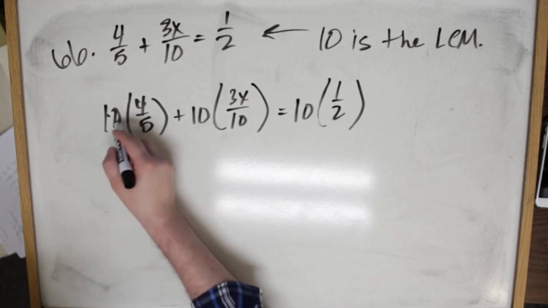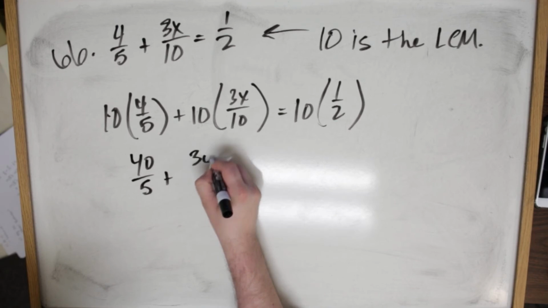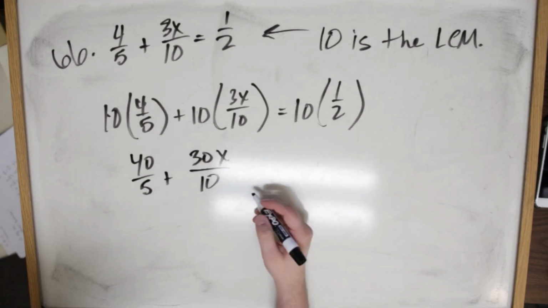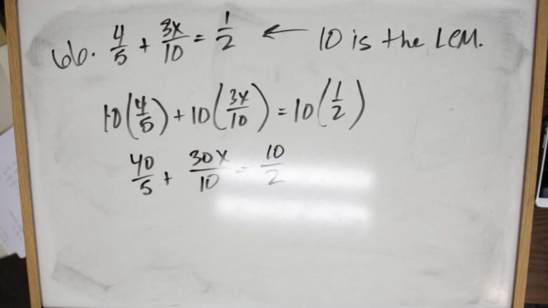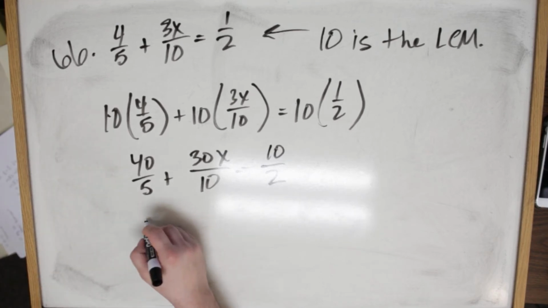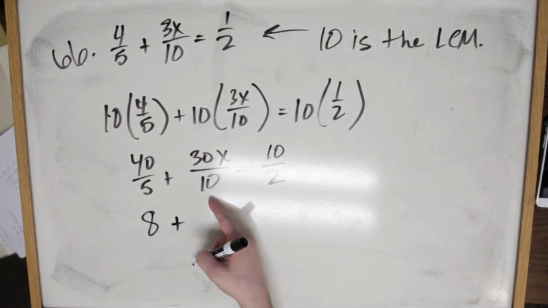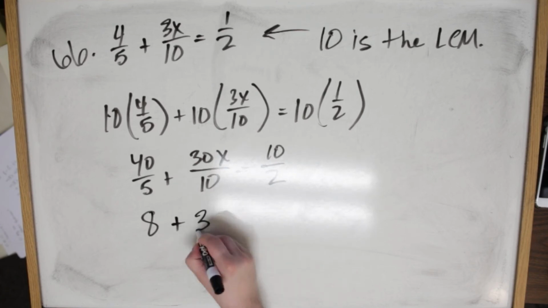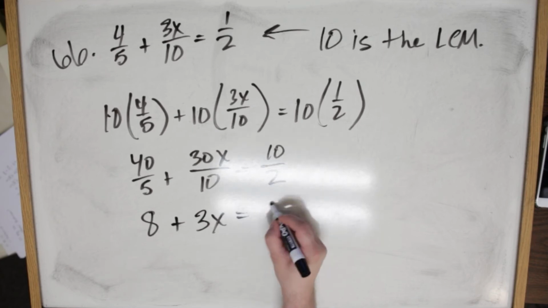Now, let's do the numerators. So 40 over 5 plus 30x over 10 is equal to 10 over 2. Okay, and then we go ahead and do the division. So 40 divided by 5, this is going to equal 8. 30x over 10, the 10 goes into the 30 3 times, so we're going to be left with a 3x. And over here we get 10 divided by 2, which is equal to 5.